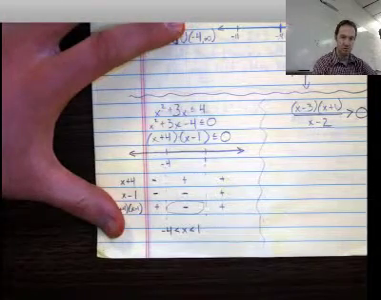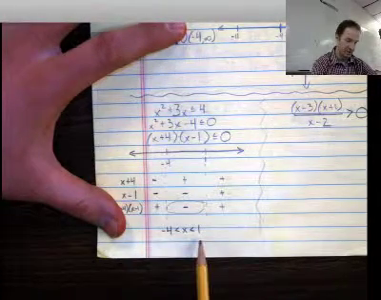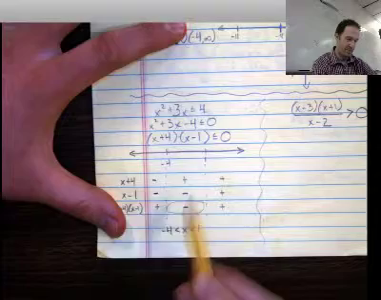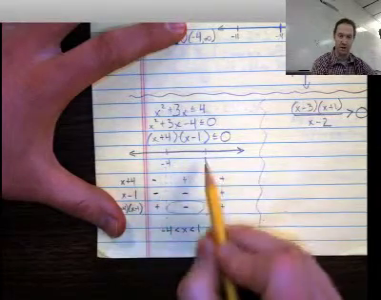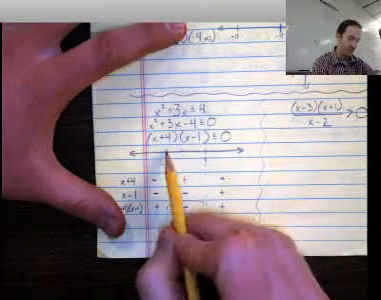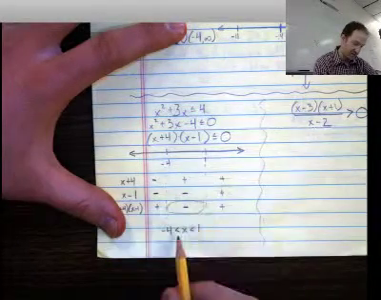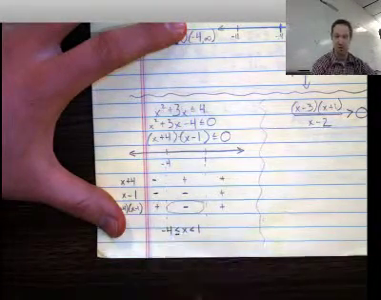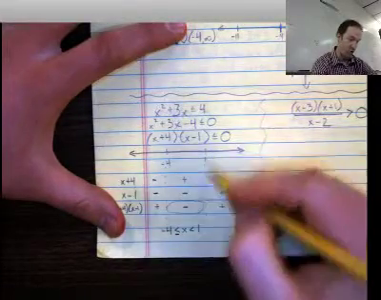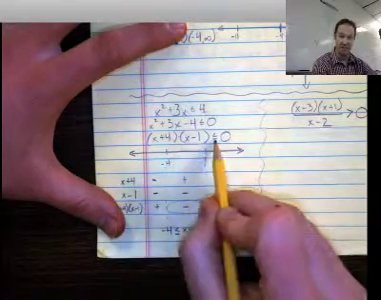Now, the only other thing to think about is what happens at -4 and at 1. Well, at -4, we said this thing was 0, and we got equals 0 here. So that means -4 is part of the solution. And same thing at 1. At 1, this was 0, and we've got an equals right here.